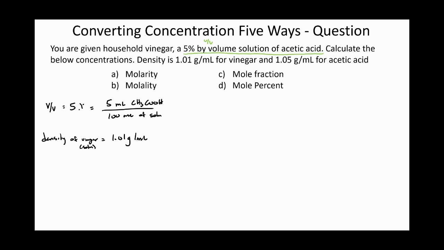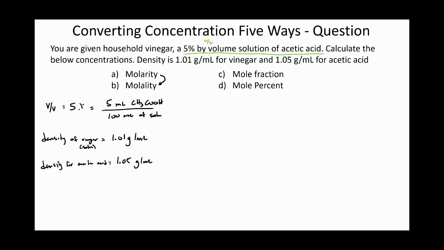And then the density for pure acetic acid is going to be 1.05 grams per mL. So that's everything that we know. And so the easiest way to solve this is eventually we're going to need to assume some amount of a sample volume that we're going to use for molarity. We'll then manipulate that volume to a mass of solvent to get our molality, and then we'll be able to calculate mole fraction and mole percent, just like we did on the previous slide.